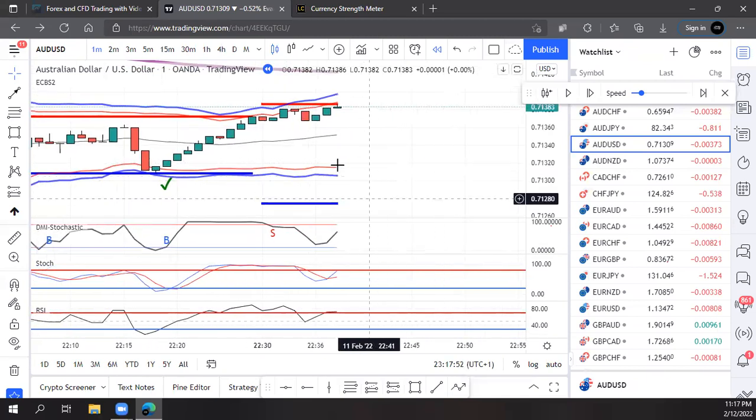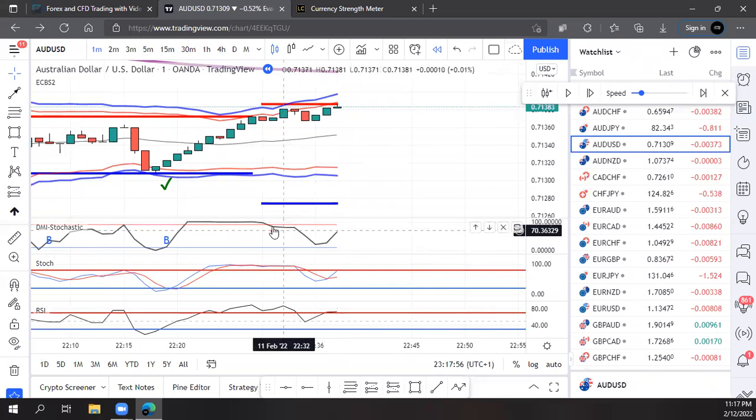Okay, so this is it. It's currently at a resistance. We have the DMI stochastic. Once it crosses down and you have it as an S, we can still say we're supposed to be looking for sells. It's still valid for a sell. But most times I like this to also come to the red area. I also want you to come to the red area most times.